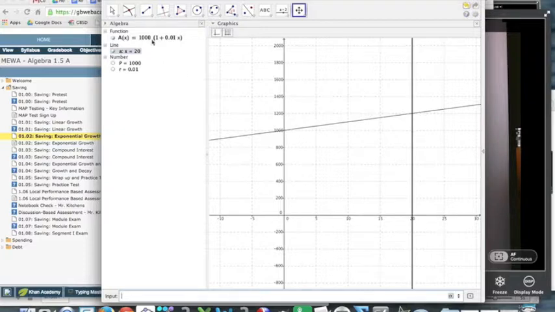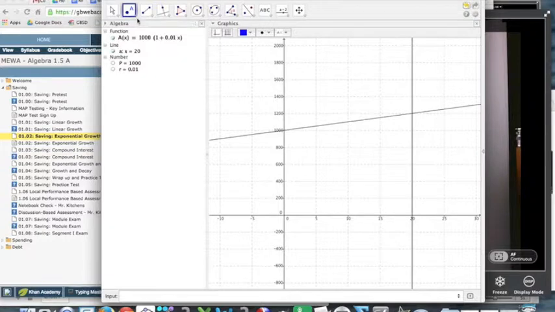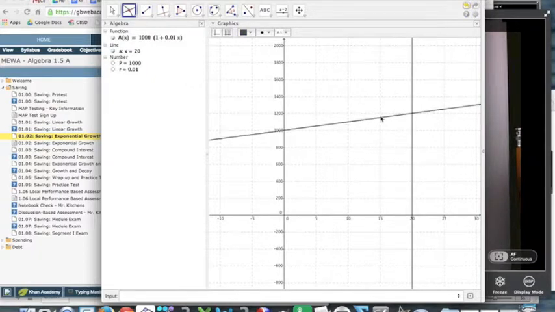And then I need to go to this tool over here. This is the point tool. Usually it's on the new point, but we want to hit this triangle and come down to intersect 2 objects. And then we can select the 2 objects. They'll highlight when I touch them. I don't want to get too close to here. Normally I just touch somewhere along the line out there and out here.